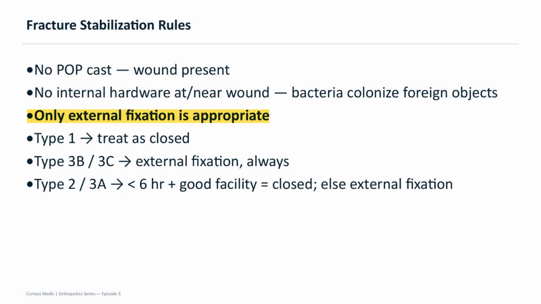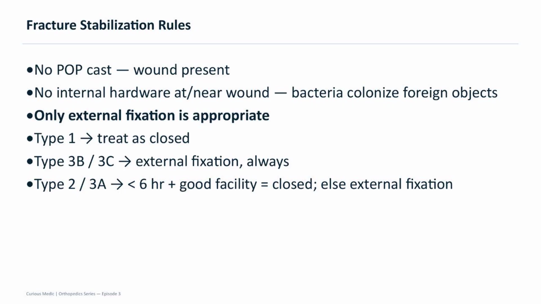Here is how to apply that based on the Gustilo-Anderson type. Type 1. Treat it like a closed fracture. The wound is small. Type 3B and 3C. Always use external fixation, no exceptions. For Type 2 and 3A, if the wound is less than 6 hours old and your institution is well equipped, you can treat like a closed fracture. But if the wound is older, contaminated, or facilities are limited, go with external fixation.